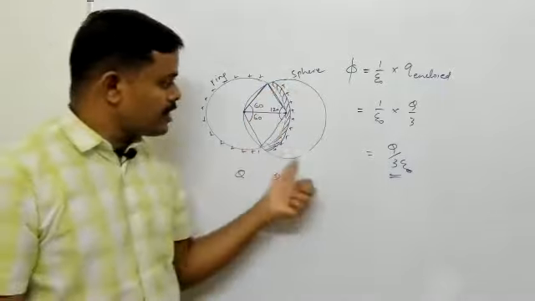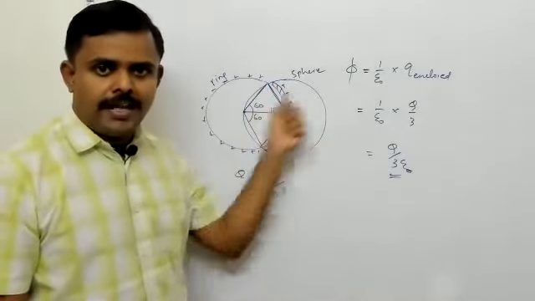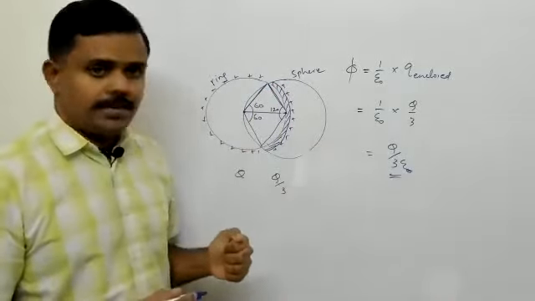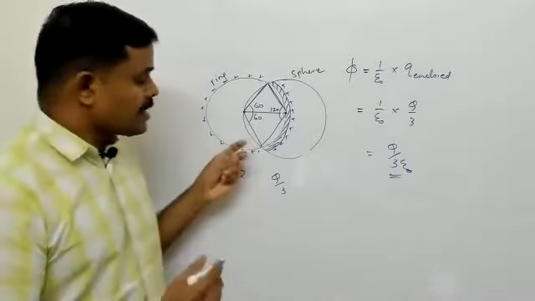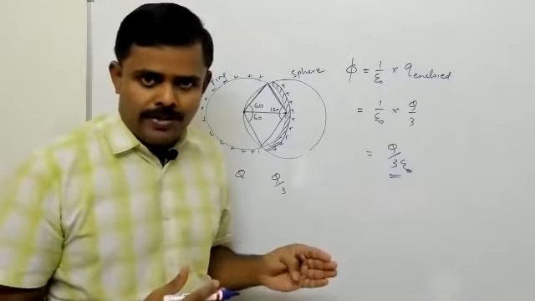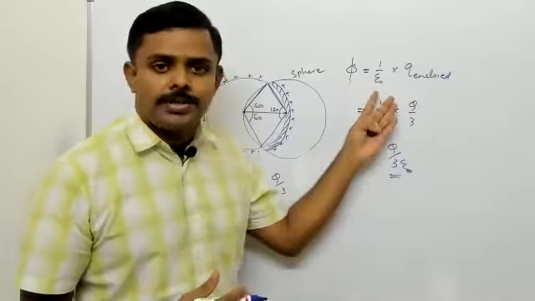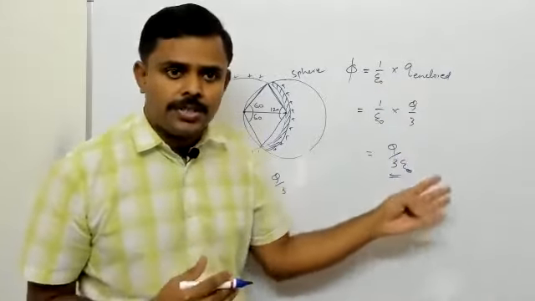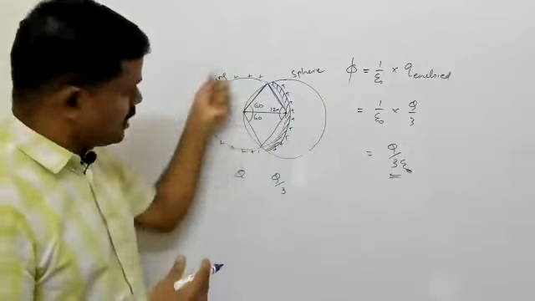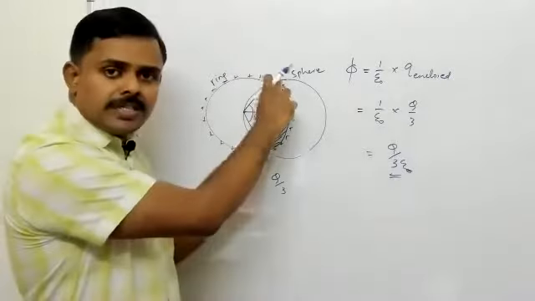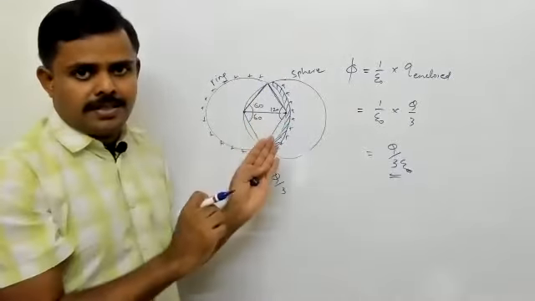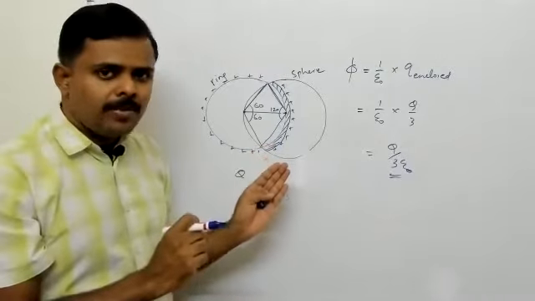Now this is my Gaussian sphere. I need to apply Gauss theorem here. What is Gauss theorem? Flux. I need to calculate the flux coming out of it. Flux is 1 by epsilon 0 into Q enclosed. Outside region is not to be taken. Only the part of the ring which is inside the sphere is to be considered. How much is inside?